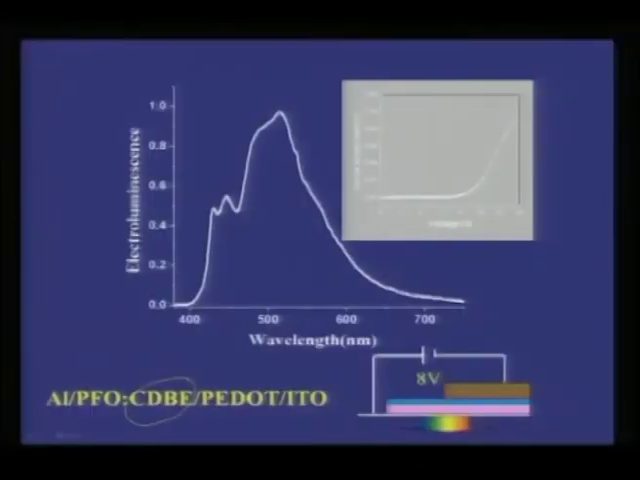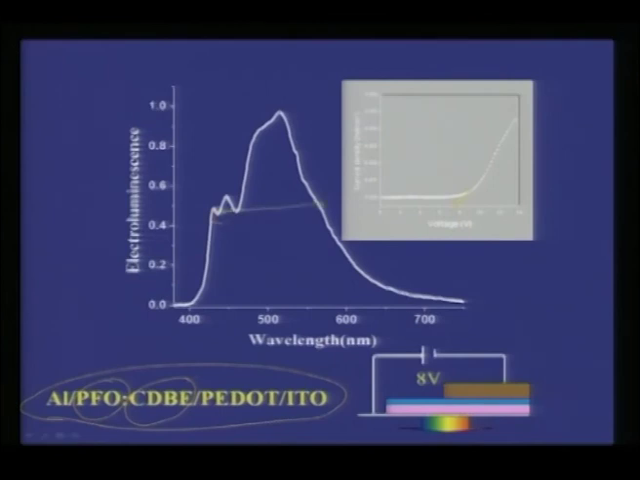You can try to use this cis dB with a polyfluorene substrate or matrix. You can mix it and make a device of this sort: aluminum, cis dB, PEDOT:PSS and ITO. If you make this at 8 volt, you can see the threshold is somewhere here, and at 8 volt you can see a nice device performance which is also showing a white light.